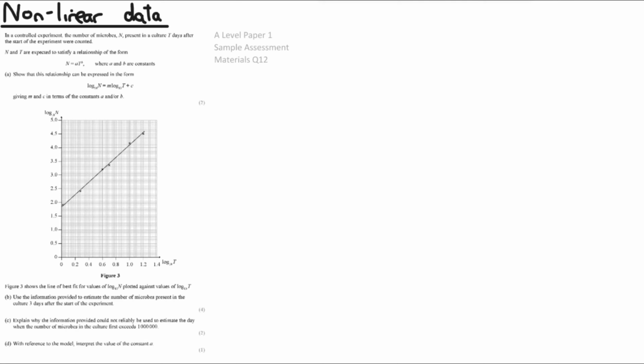So here's an example of an exam question. Sorry, this is a really big exam question. I've had to go into the new spec because this is something that wasn't on the old spec.